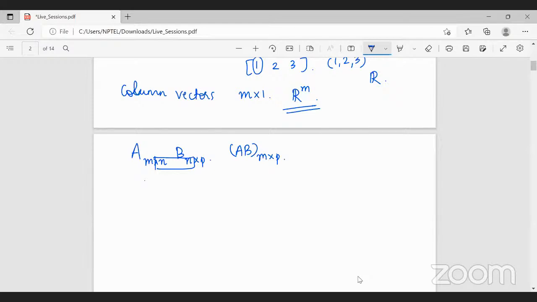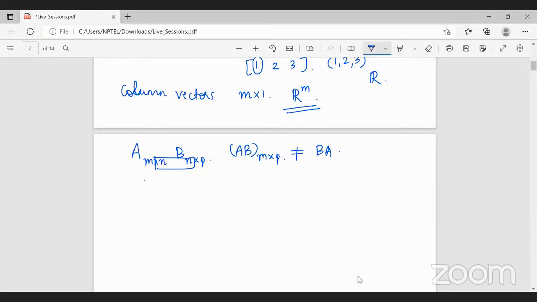And if AB is defined, should BA always be defined? Not necessarily. Again, you have to check whether the number of columns of B is equal to the number of rows of A, and if that is happening, then BA will be defined. So AB being defined need not imply BA is defined. So obviously these two need not always be equal. There are cases when they are equal, but this is not true in general.